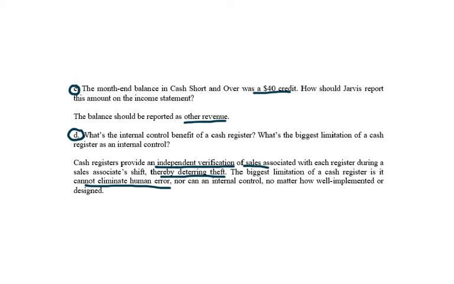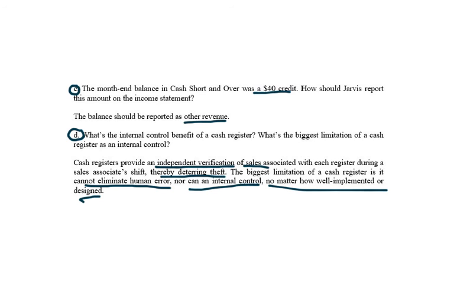And the thing to keep in mind here is that this is also true of any internal control, no matter how well implemented or designed. You can't eliminate human error. There are things you can do to mitigate it, which simply means minimize, but the idea of eliminating it entirely is impossible. As long as you have human beings interacting with these systems, which is inevitable, you can automate some things, but you can't automate everything.